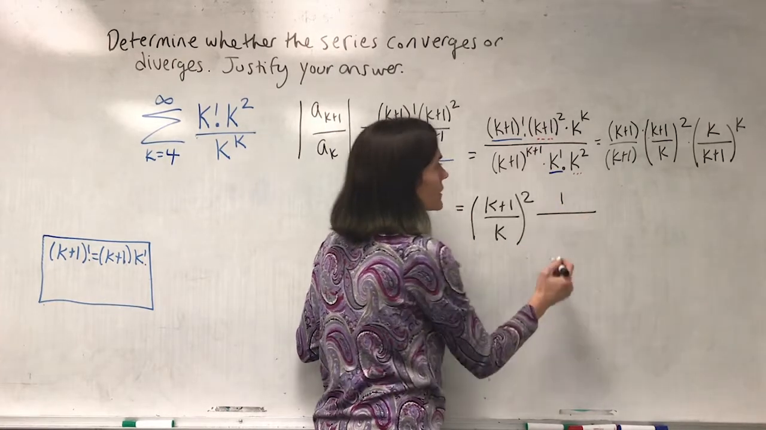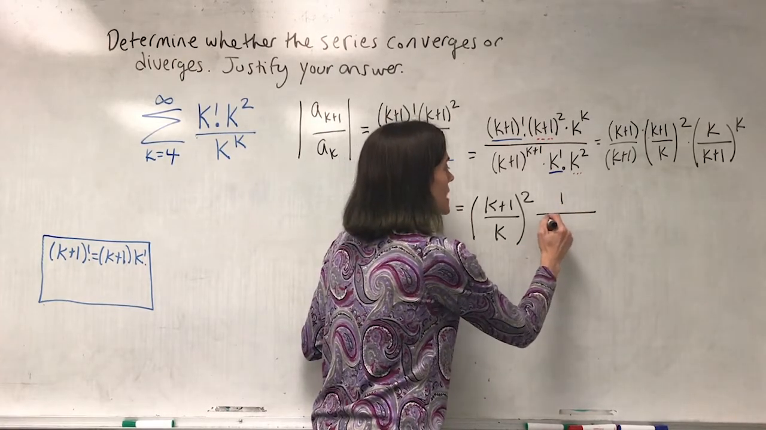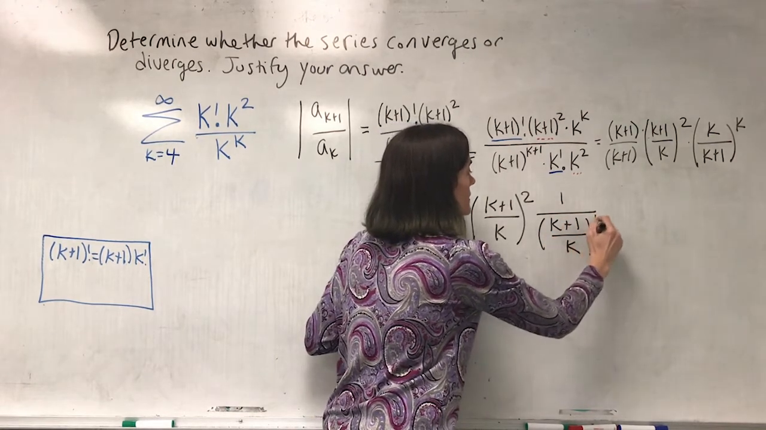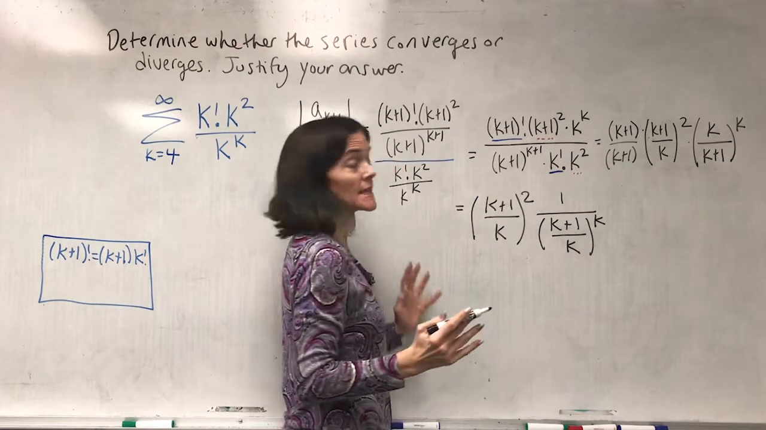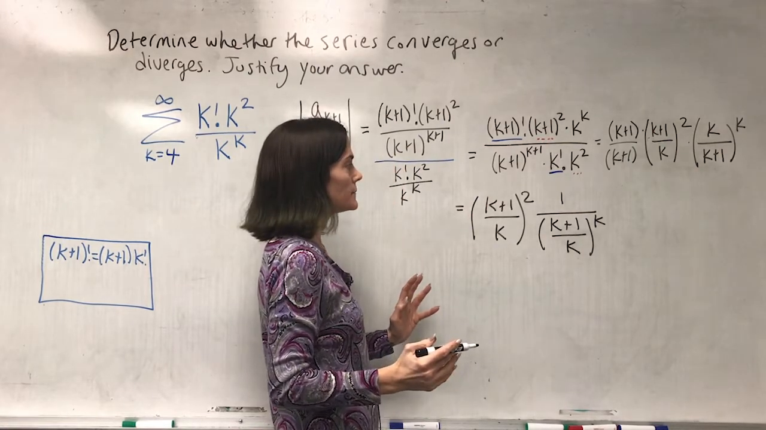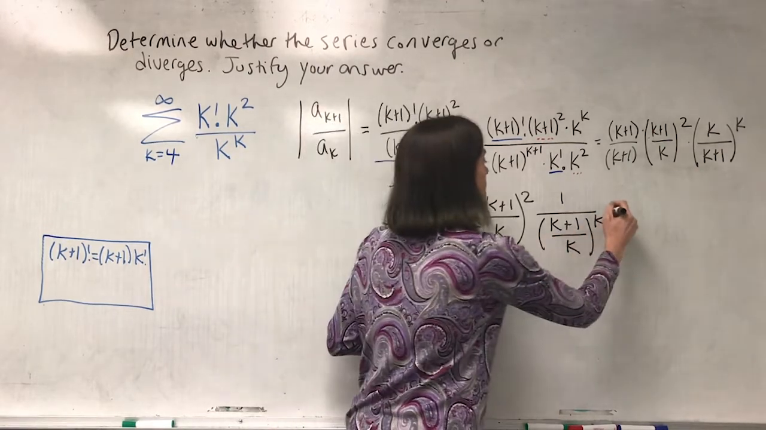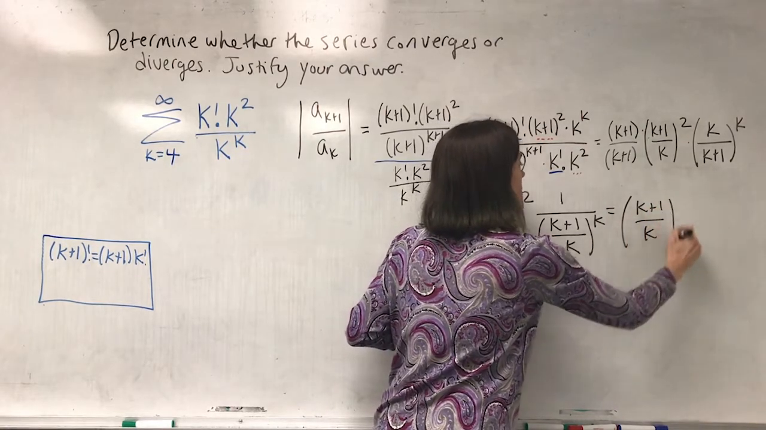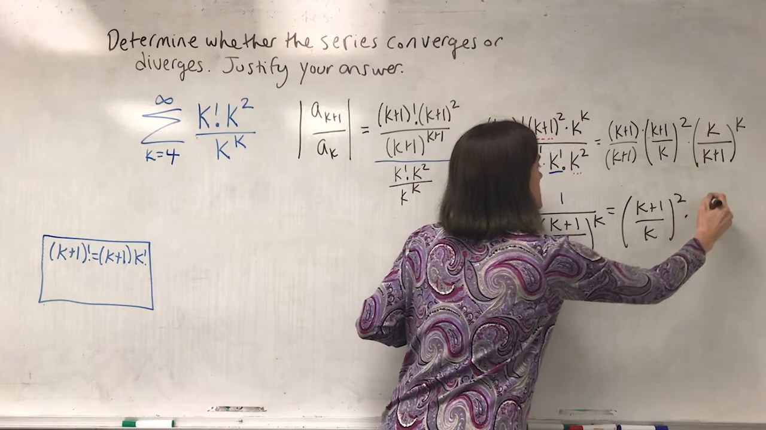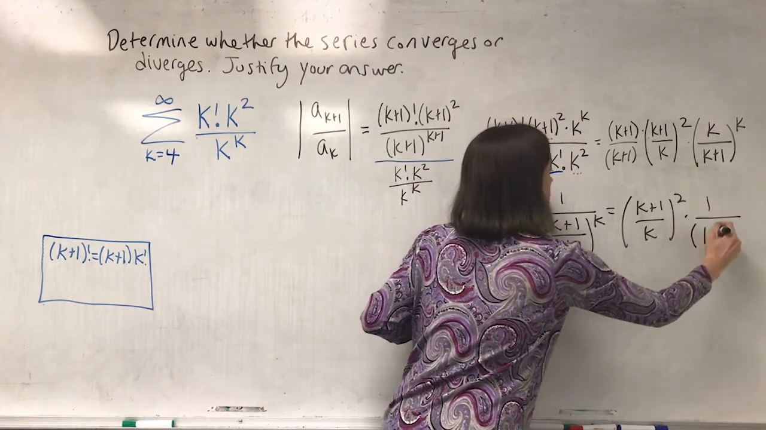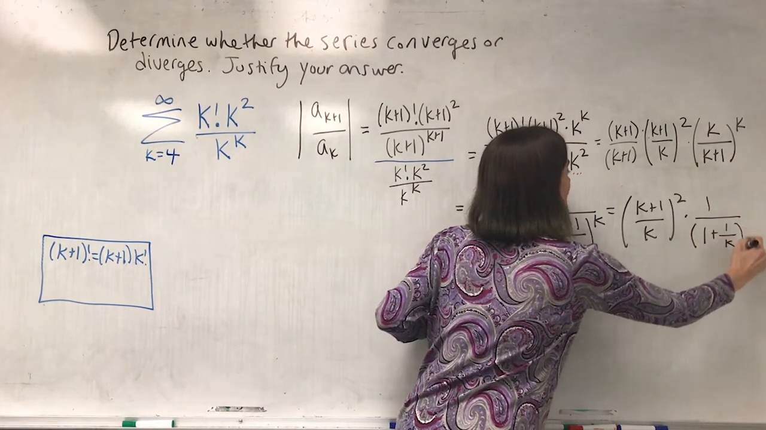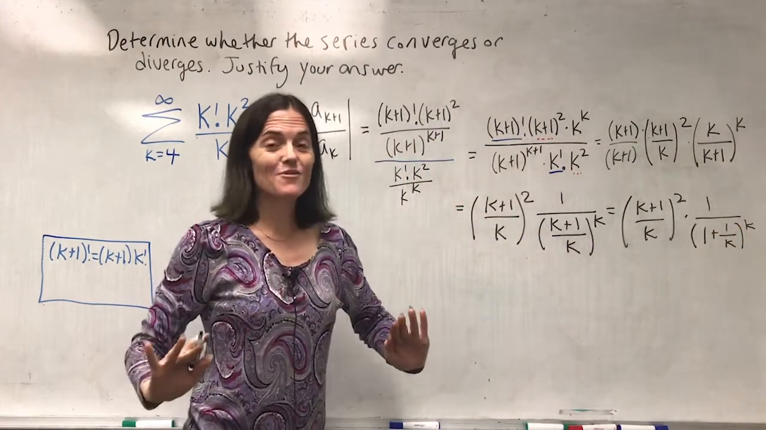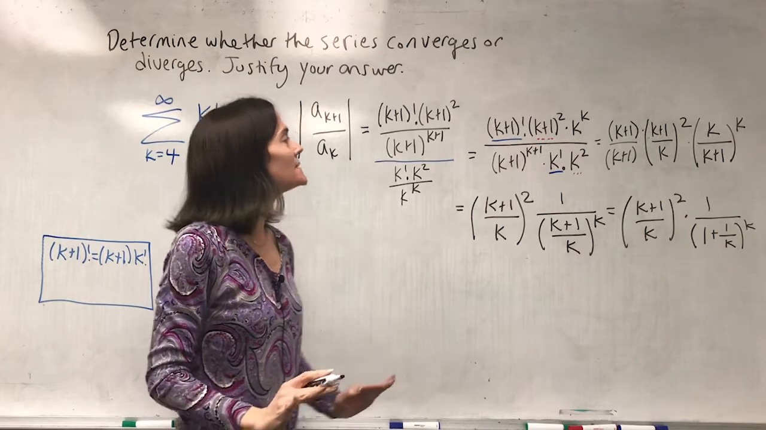1 over, and then I can write this as k plus 1 over k to the k, right? Definitely this is equal, okay? And then one more step. This is k plus 1 over k squared. This is 1 over 1 plus 1 over k to the k. Now I am exactly ready to calculate this limit.